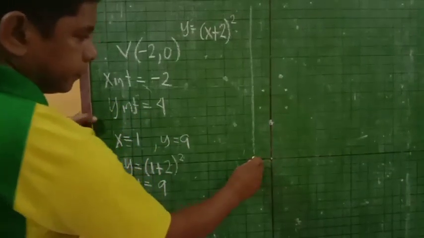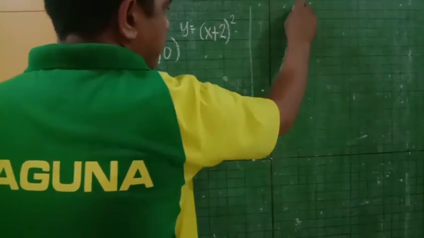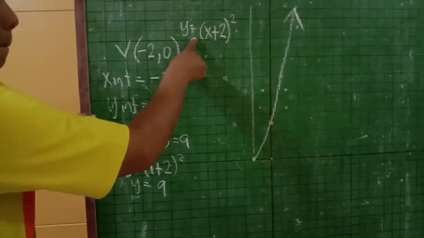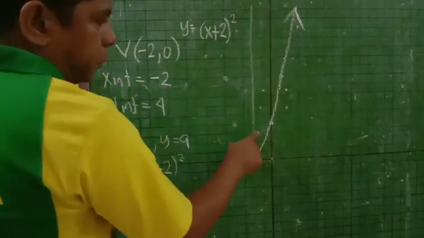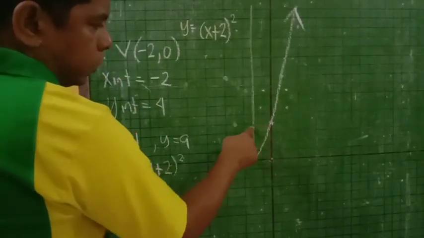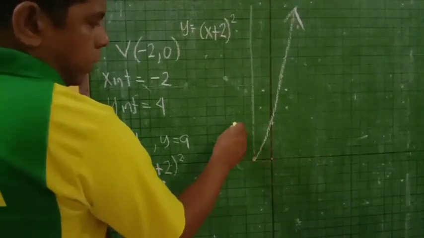So, connect natin yung graph. Okay, bakit pataas? Because A is positive. Okay, this is the axis of symmetry. Ilan lang yung distance niya? Eksakto lang. So, dalawa. So, bilang din tayo ng dalawa dito. Equal sila.